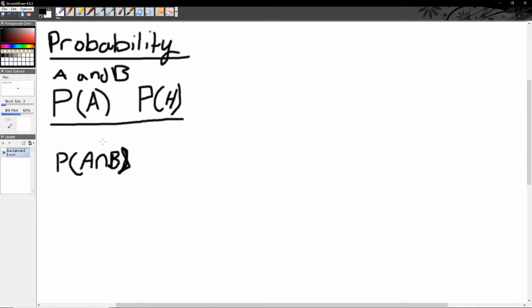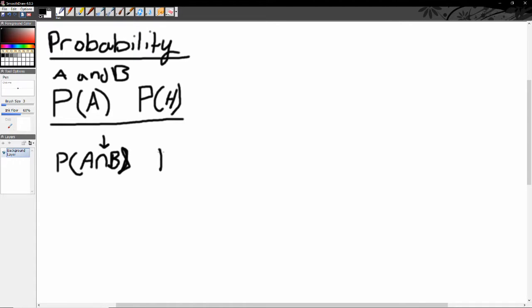This symbol here represents intersect. It kind of looks like an upside down U, or kind of looks like an N. That's how I remember it. Probability of A and B. You can remember it however you like, but it means that it's the probability that both A and B occur, both events.